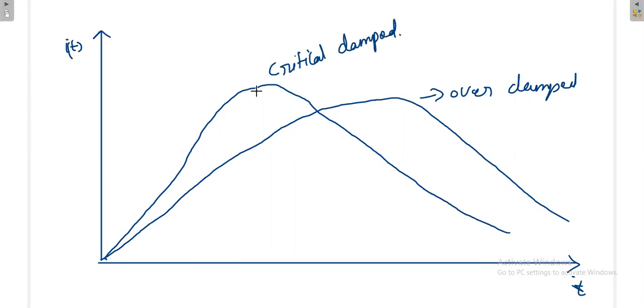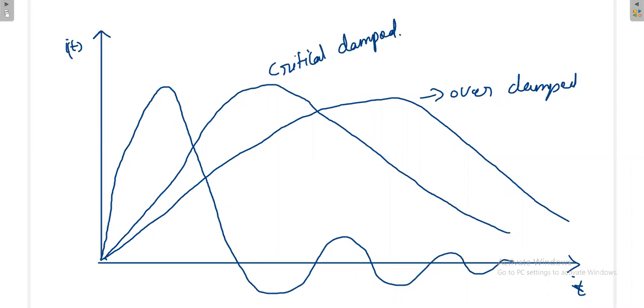Again, you can also find this value by doing the differentiation. Once you do the differentiation and make it equal to 0, you can get the exact value of T also, at what time it is reaching the peak. If it is an under damped system, it will reach much quicker as compared to other systems, but it will not settle down. It will get oscillated like this. So this is the under damped system.